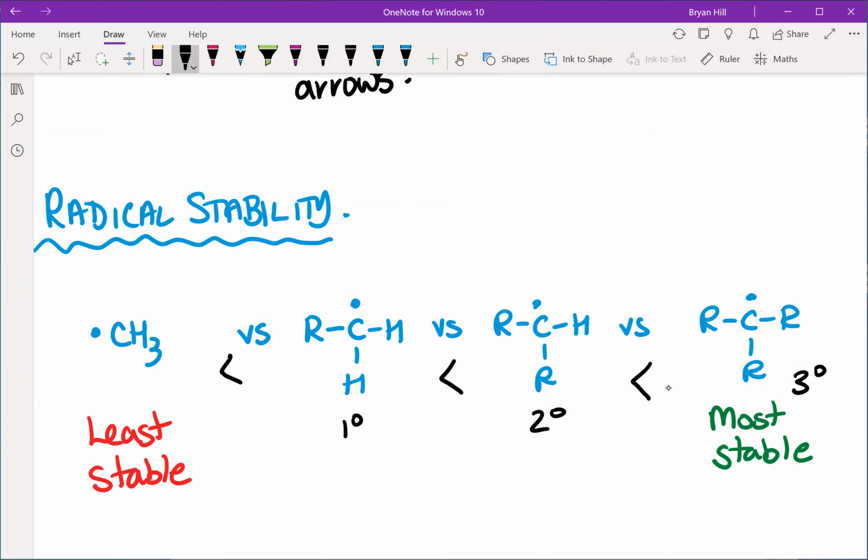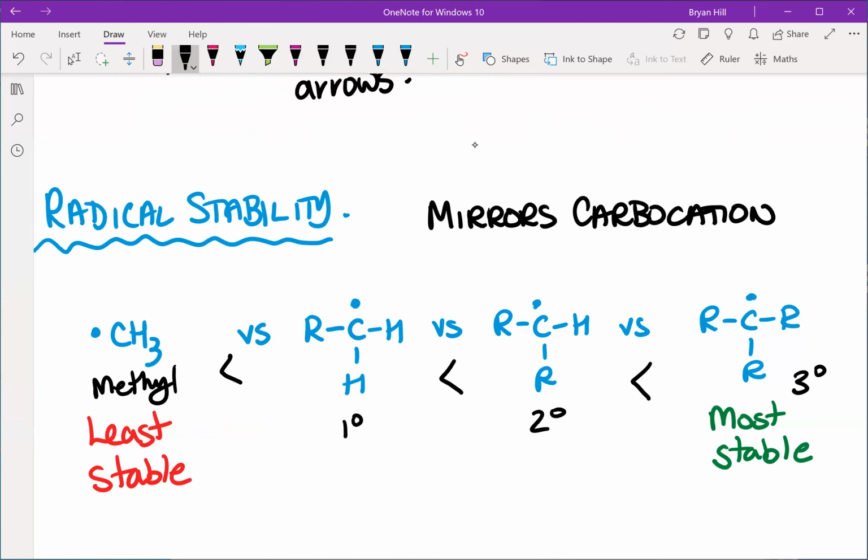And so this trend, what does this trend follow? When we're thinking back to some other trends that are very similar. Right, these things exactly mirror carbocation stability. So it basically mirrors carbocation. And one of the ways that radicals are stabilized is through hyperconjugation. So the more R groups you've got, the more stable they will be. So this is important for when we're doing that first reaction.